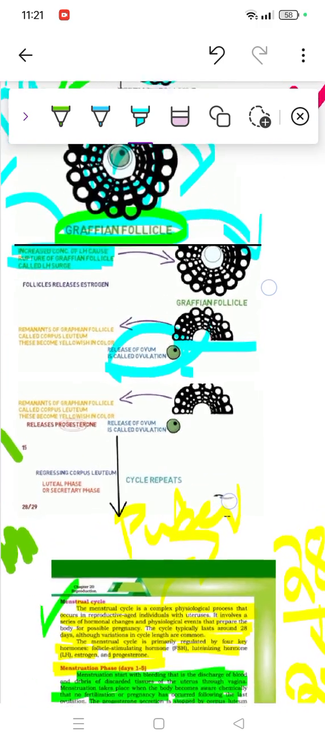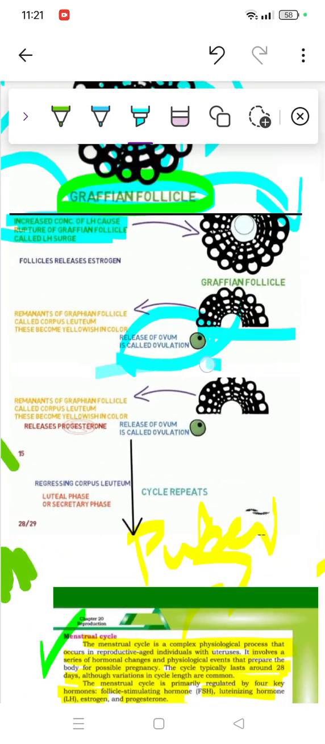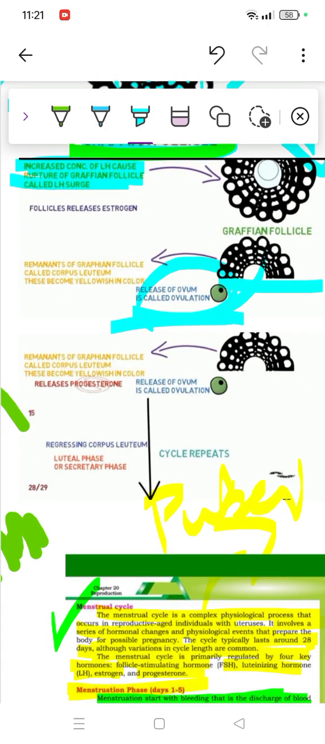So let's see what's written further. Release of the ovum is called ovulation. Why does that happen? When the concentration of LH increases, it causes rupture. During the rupture the follicle becomes half, and the release happens. They will also release progesterone as LH increases. So release of the ovum is called ovulation. I'm sure it will be clear.